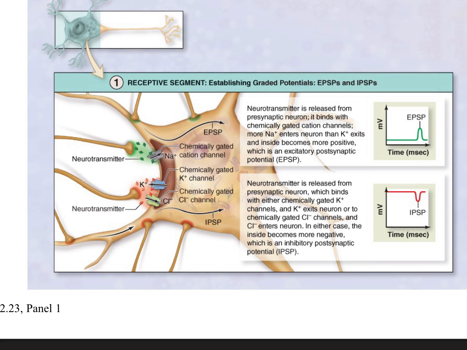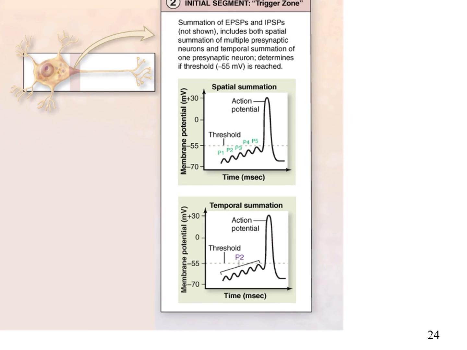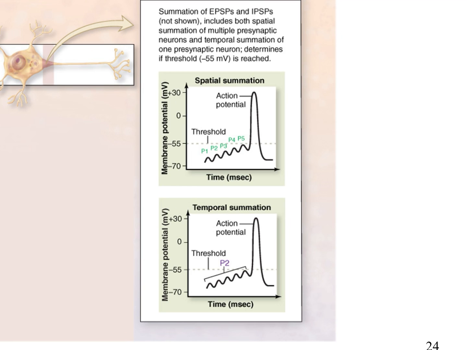Some are excitatory, moving it closer to threshold, as you see here in the green, all right? Or an IPSP, hyperpolarizing the membrane, moving it further away from threshold, making it more difficult to reach threshold and therefore generate an action potential. Those are all collected at the initial segment, okay? And then the initial segment will help determine whether or not we reach threshold.